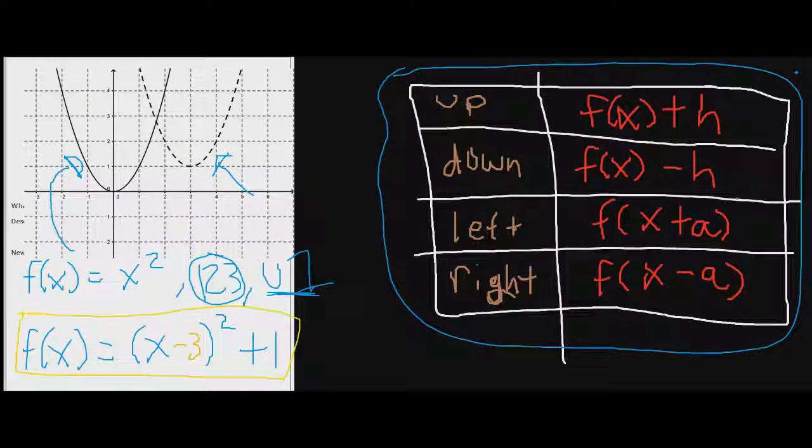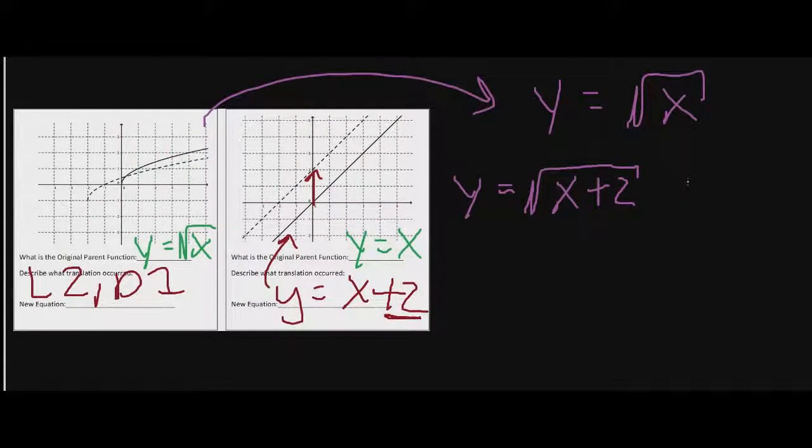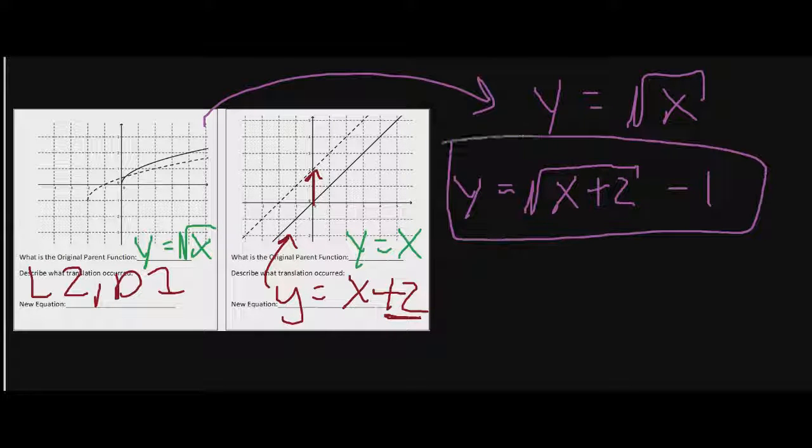And then we move down by 1. And we look here, we move down. We put minus because we're going in the negative direction. So it's just minus 1. And this is our translated equation. Hopefully that helps you understand translations.